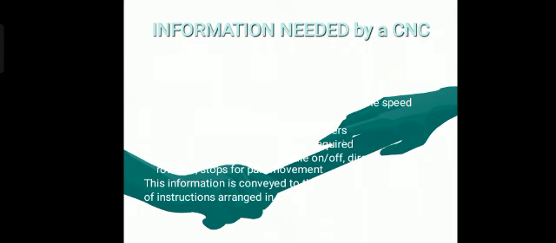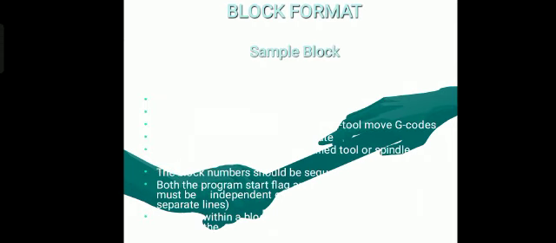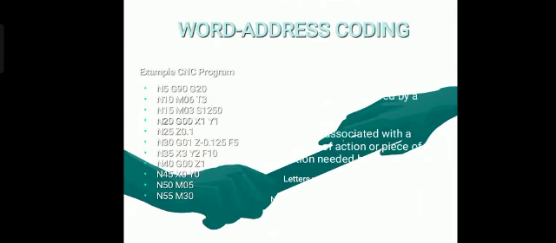Information needed by a CNC program. Word address coding. Example CNC program: N5, G90, G20, N10, M06, T3, N15, M03, S1250. This is an example of a CNC program.